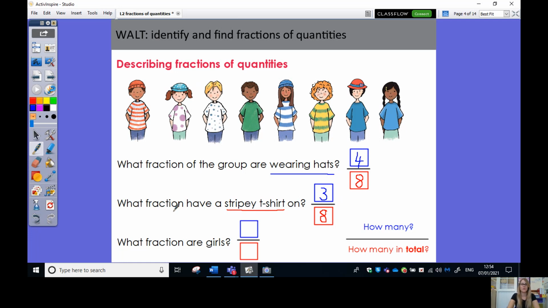Okay, final question. What fraction are girls? So I am going to let you have a go at that one. And then in a moment, we'll go through the answer together. So I'm just going to pause for about 10 seconds. Can you see if you can work out which fraction are girls?